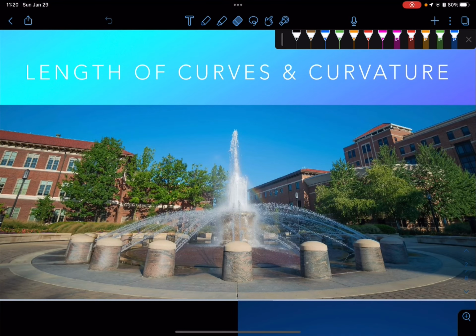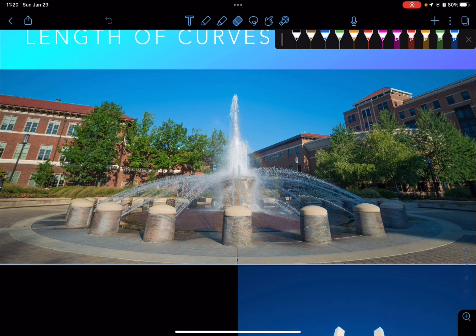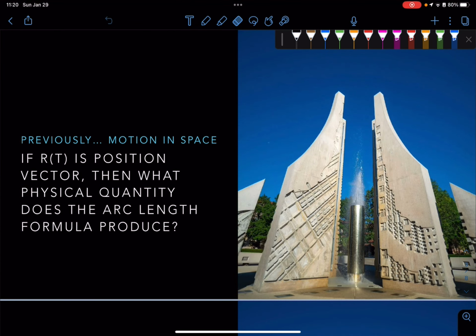And today we're going to talk about length of curve and curvature. So, the first question I have for you is, I want to go back and review the topic of motion in space.